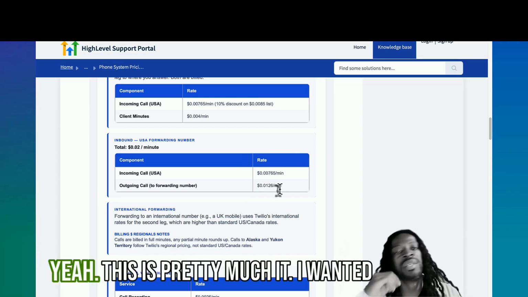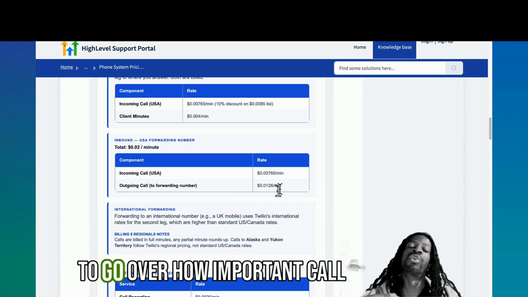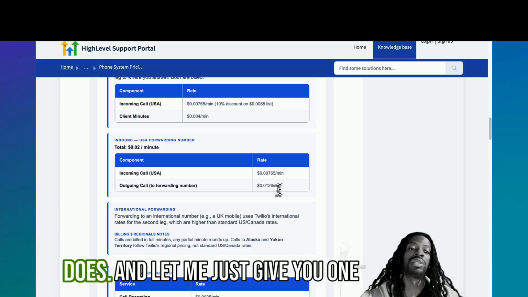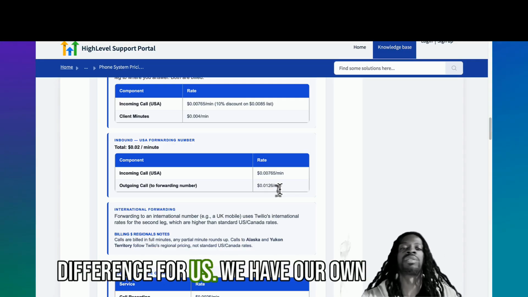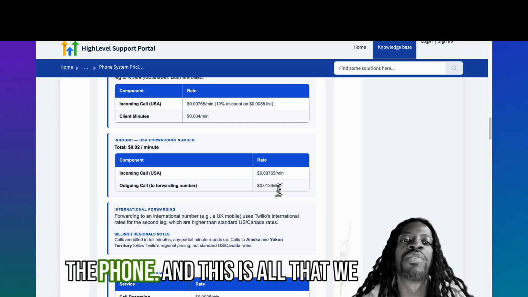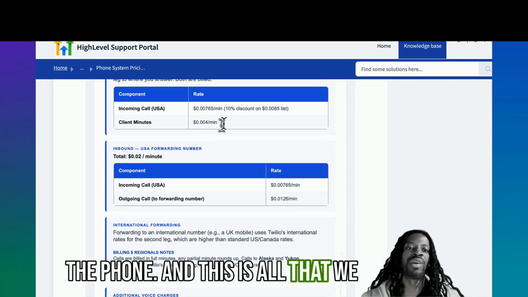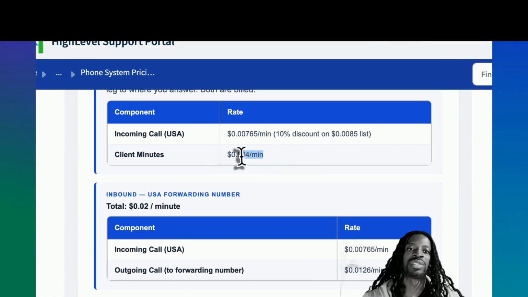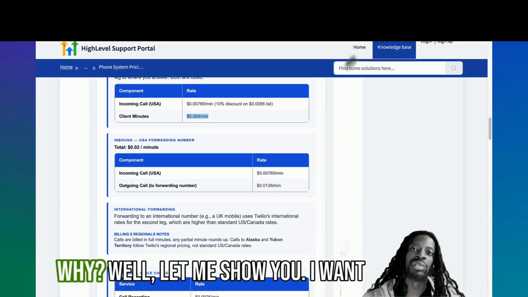And yeah, this is pretty much it. I just wanted to go over how important call forwarding is, what it does. And let me just give you one difference for us. We have our own infrastructure. So we just pick up the phone, and this is all that we pay. If we were using Twilio, this would be the only cost for us. Why? Well, let me show you.